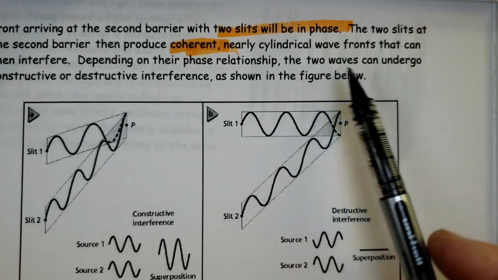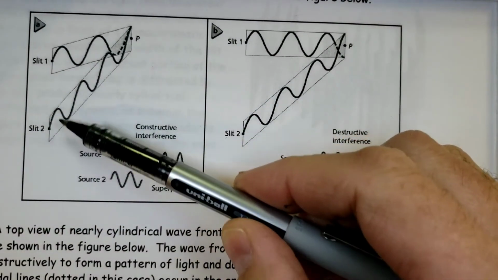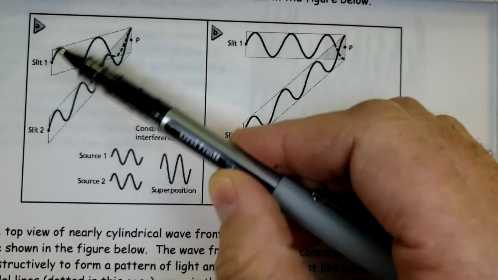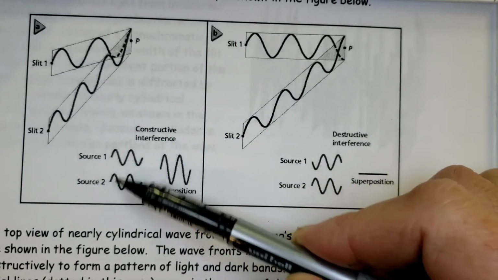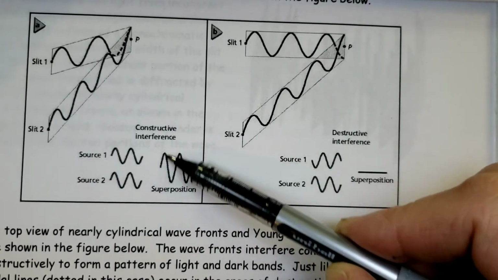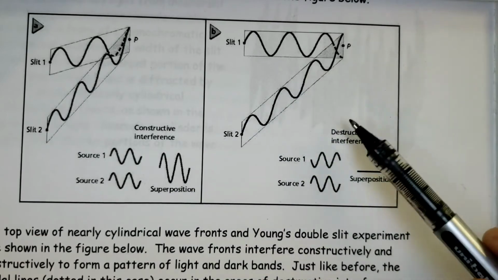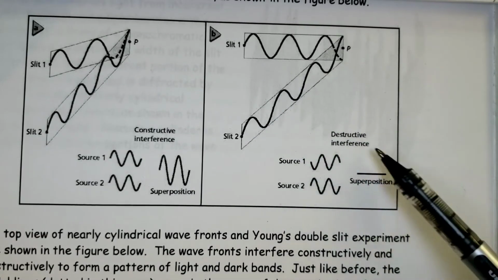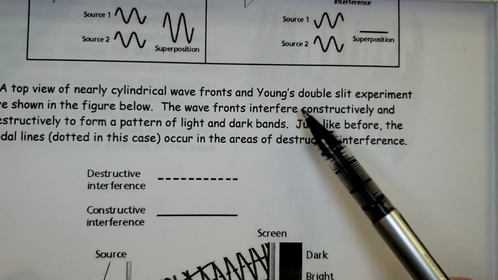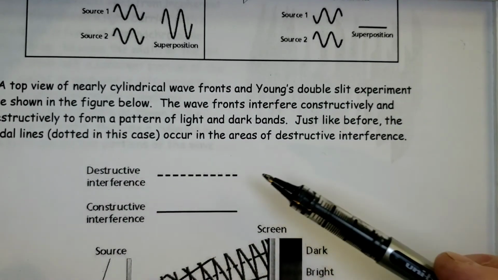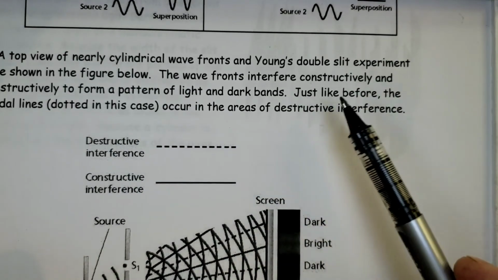Depending upon their phase, the two waves can undergo constructive or destructive interference as shown below. So if we imagine slit 1 and slit 2, the waves come together. These would be in phase because you can see crest, crest, trough, trough, and it makes a bigger crest and a bigger trough. If they're out of phase, we get destructive interference in some areas. A top view of the cylindrical waves from Young's slit experiment is shown below. The wavefronts interfere constructively and destructively to form the pattern of light bands.